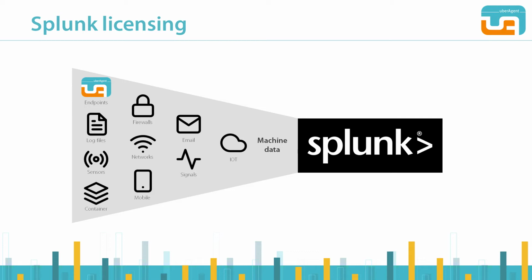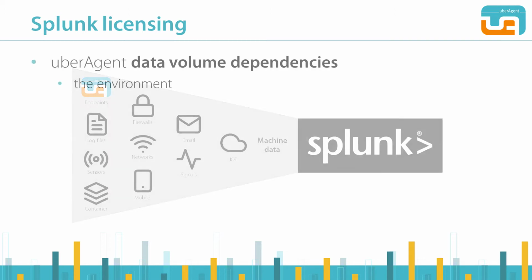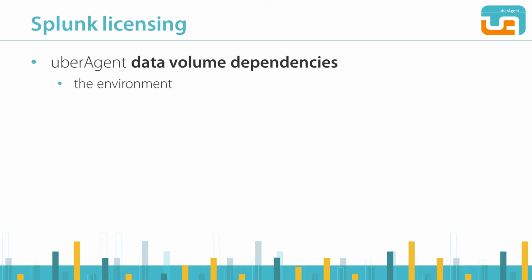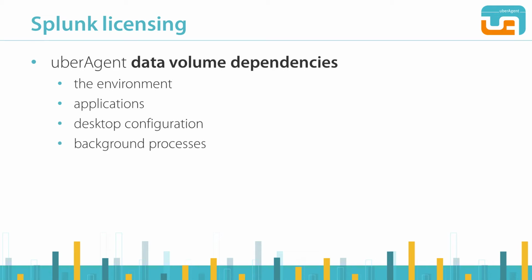Customers have a vested interest in knowing how much data each Splunk add-on generates so they can estimate costs before they buy. In the case of UberAgent, the data volume per host depends greatly on the environment, the types of applications used, the desktop configuration, background processes, the type of browser used, and many other variables. For that reason, it's not possible to calculate the data volume with any reasonable accuracy without doing an actual proof-of-concept implementation.